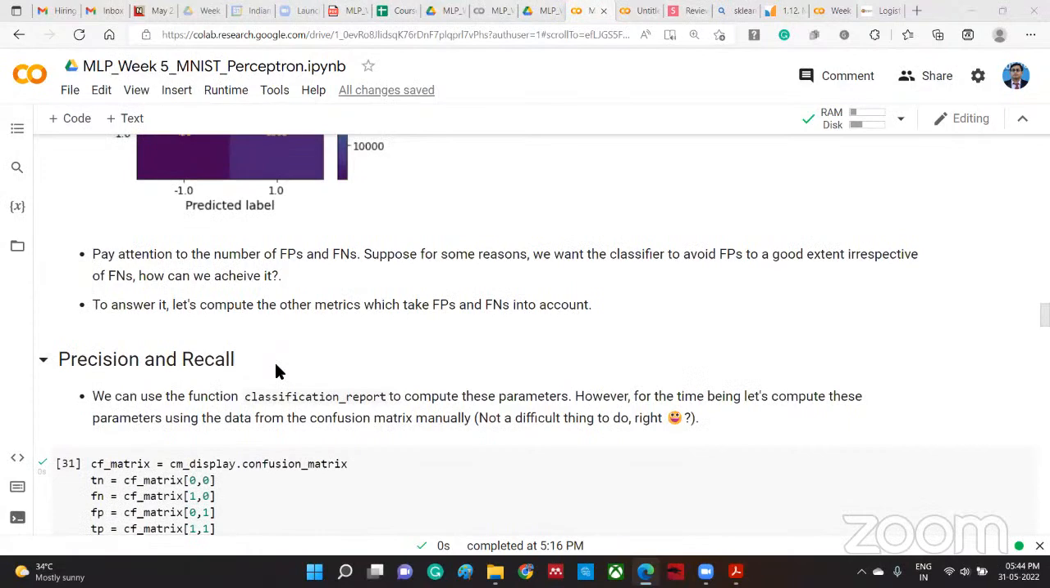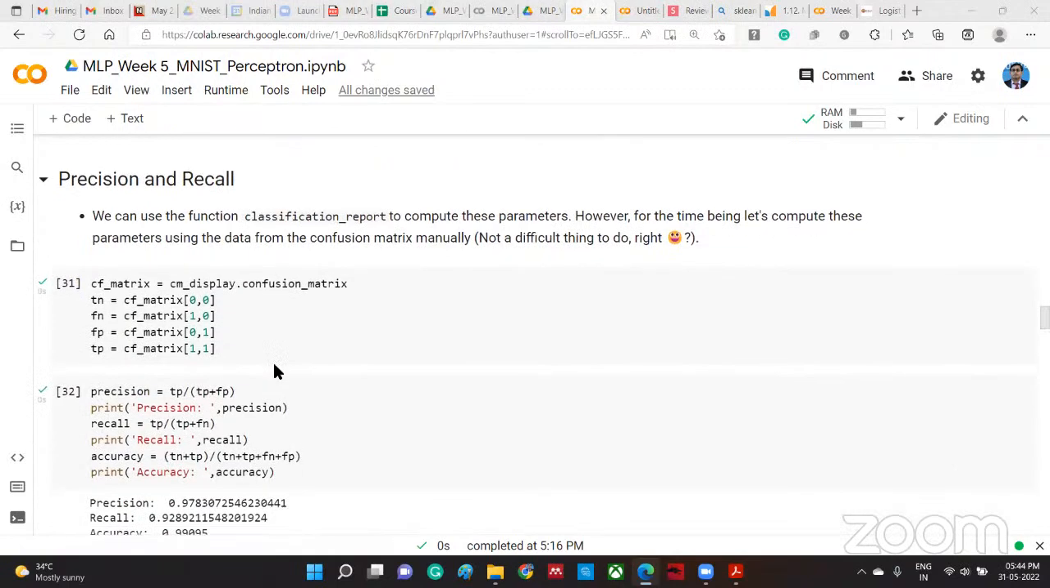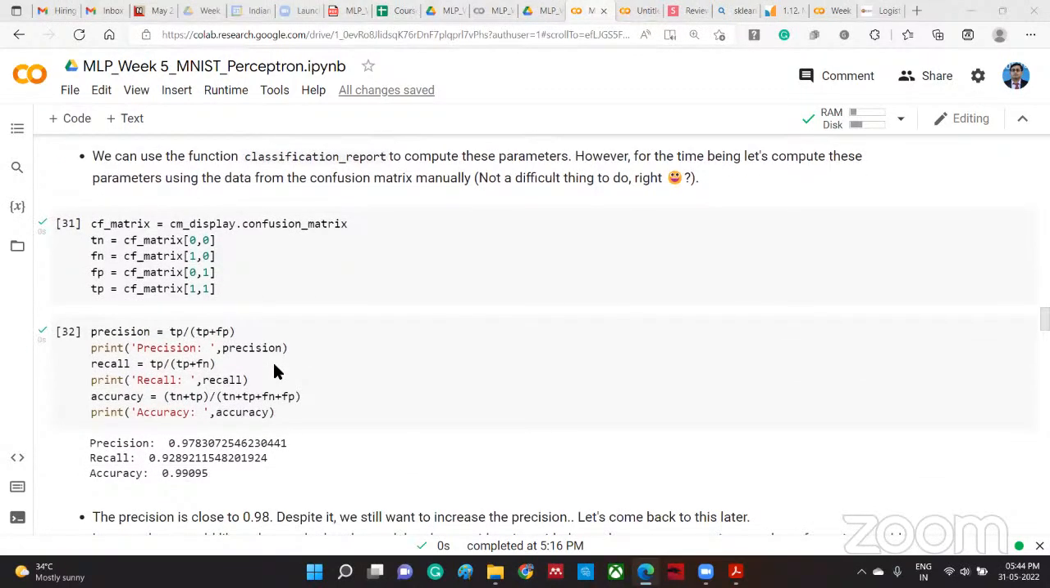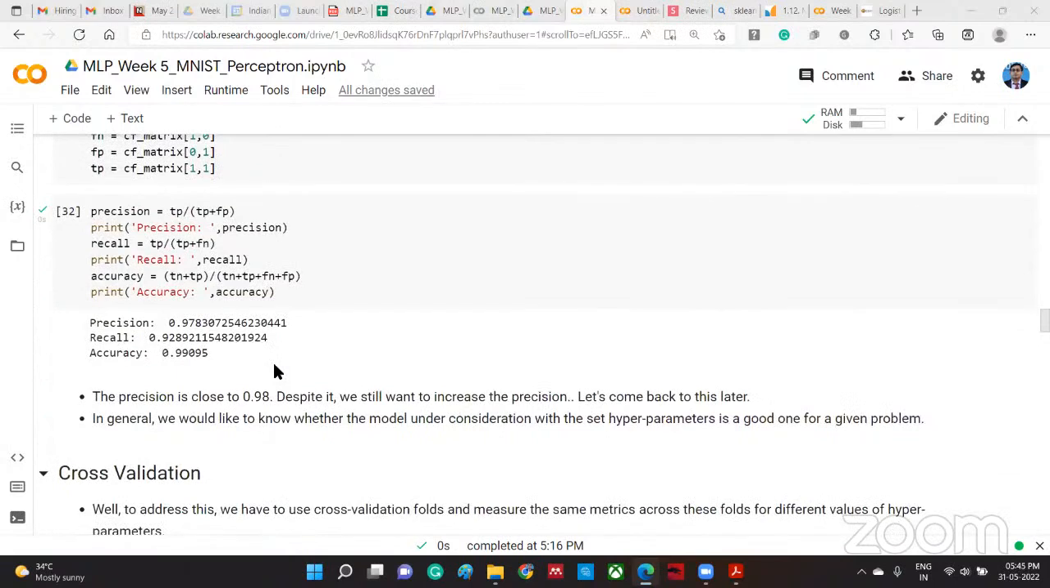Now what we can do is calculate the precision and recall from the classification report. What are precision, recall, and accuracy? Precision is TP divided by true positive plus false positive. Recall is true positive divided by true positive plus false negative. Accuracy is true positive plus true negative divided by the whole data set, all 4 quadrants: true negative, true positive, false negative, false positive.